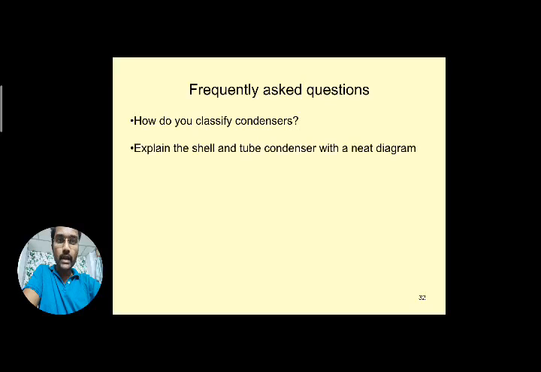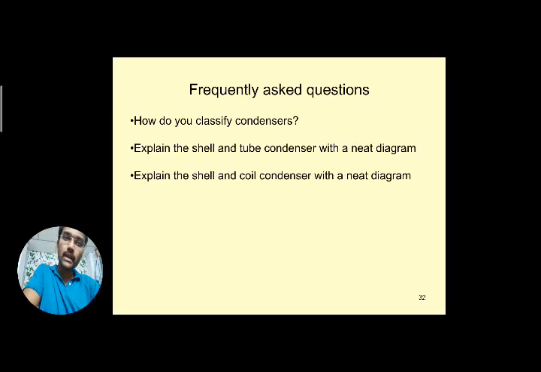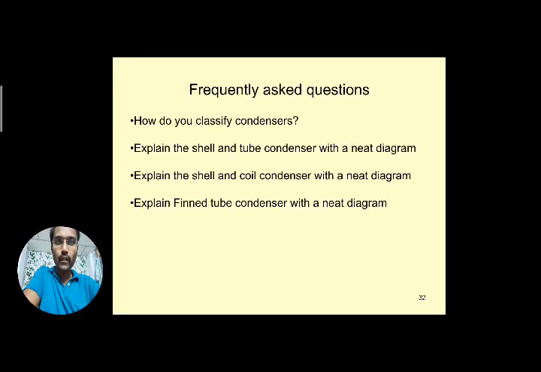So how do you classify condensers? Explain the shell and tube condenser with a neat diagram. Shell and tube condenser, I have already shown the line diagram and the explanation. So you can draw the diagram, you can explain what is happening in the condenser, how the shell and tube is identified physically. If you look at that, you can tell it is a shell and tube condenser. Similarly, explain the shell and coil condenser with a neat diagram, where the tubing is provided in a coil shape and there is a steel shell present there. So like that, you have to remember that, and you can easily explain along with the diagram.